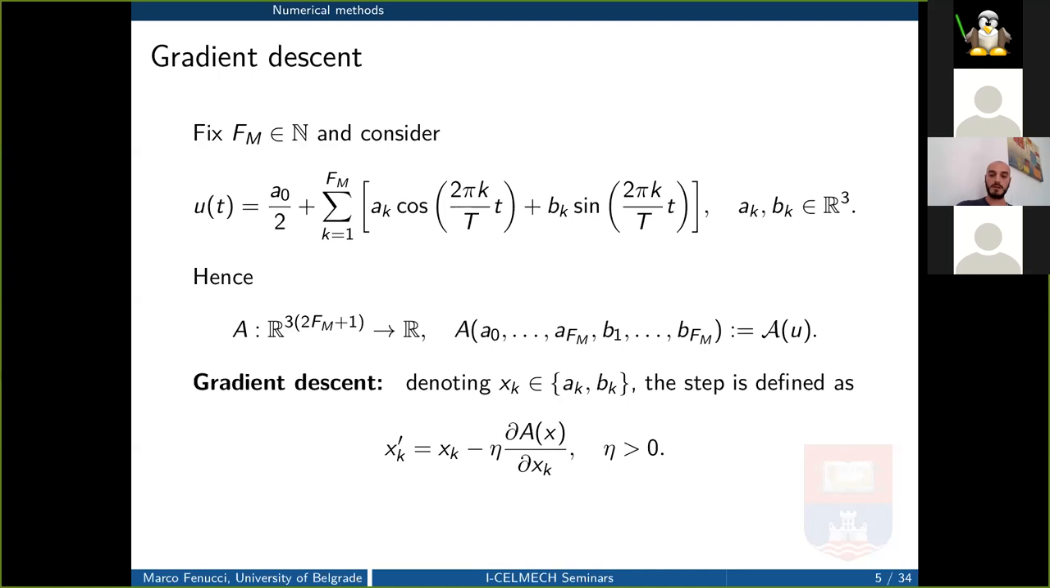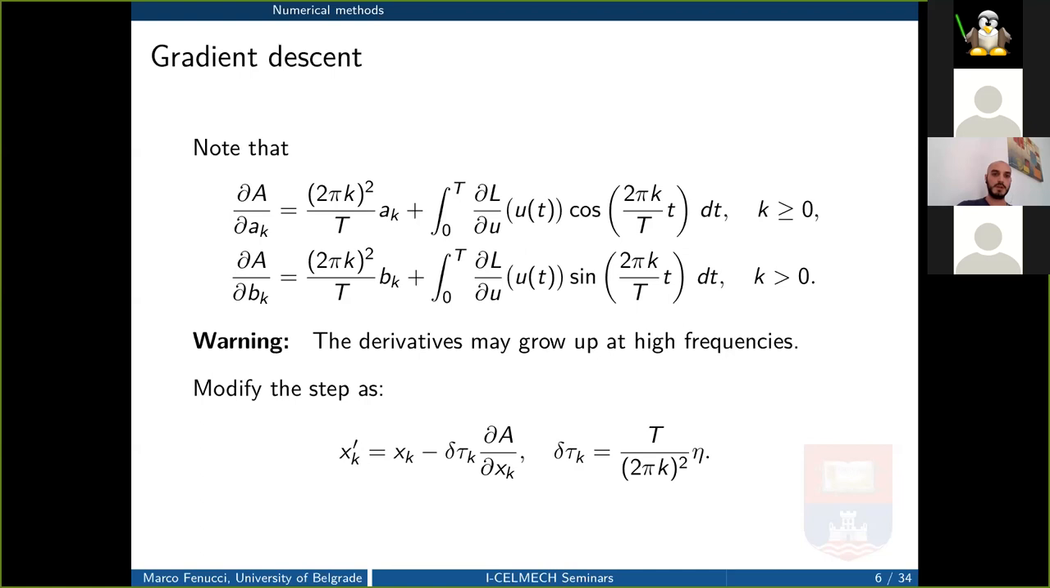These derivatives are computed very simply because the kinetic term can actually be integrated. It corresponds to this first term. And then we simply have to compute an integral of the derivative of the Lagrangian times a cosine or a sine function, depending on the coefficient that we are taking into account. In these derivatives, however, we note that there's a term which is k squared, which may grow at high frequencies, especially if we set a high truncation order for the Fourier series. This may cause an instability of this gradient descent. To deal with this, we can simply modify the step by multiplying the gradient by a term which is proportional to k squared, and this removes this instability.